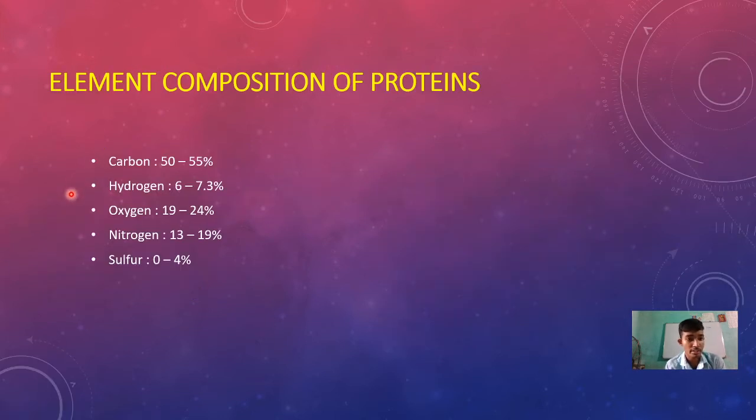So there are five elements in the composition of protein. The elemental composition of proteins is carbon, present at 50 to 55% in protein, hydrogen 6 to 7.3%, oxygen 19 to 24%, nitrogen 13 to 19%, sulfur 0 to 4%.